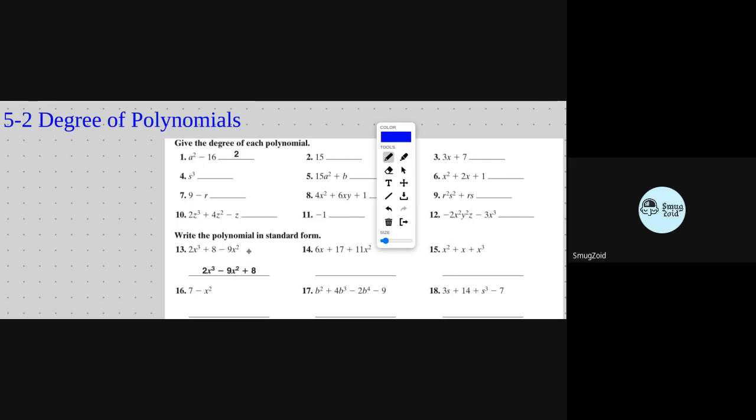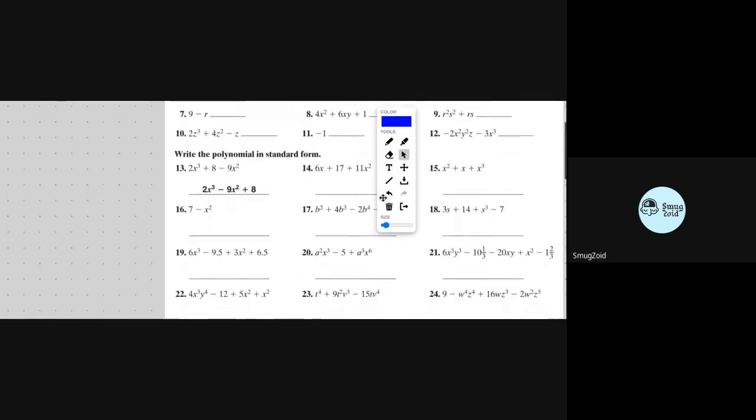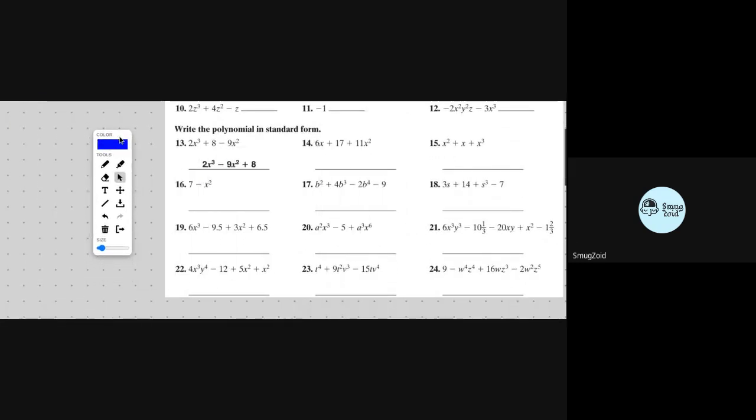Writing this in standard form, just kind of explain that when writing it, take the highest and work your way down, all right? In this case, it should be very easy. We make this example 11x squared plus 6x plus 17, right? You just take the biggest one and work backwards, right?